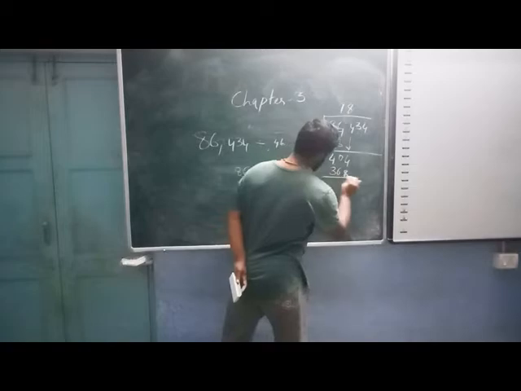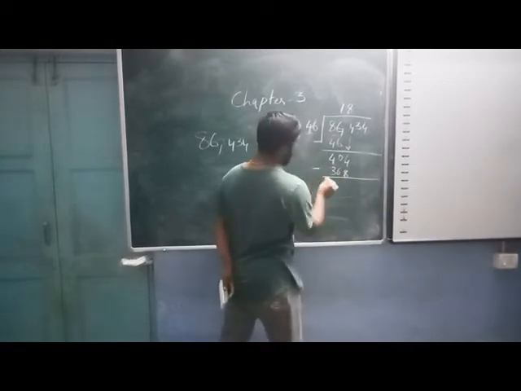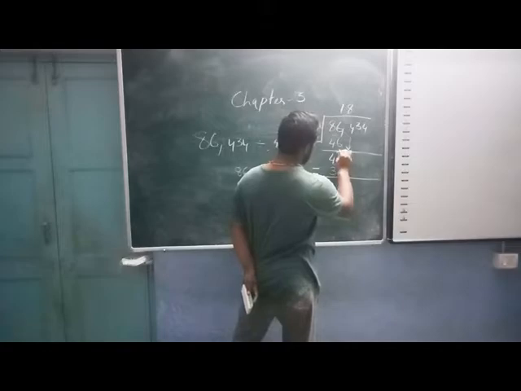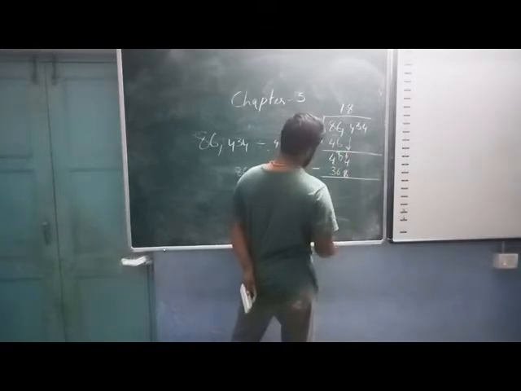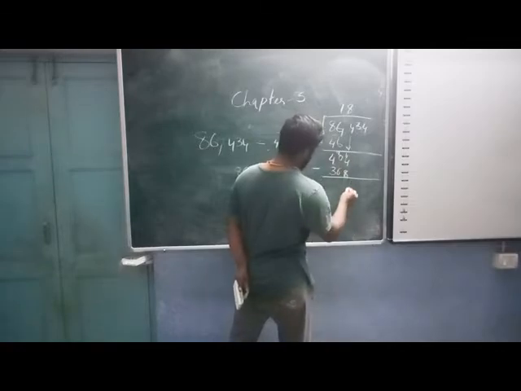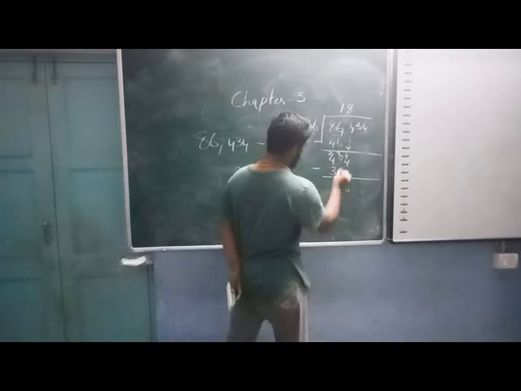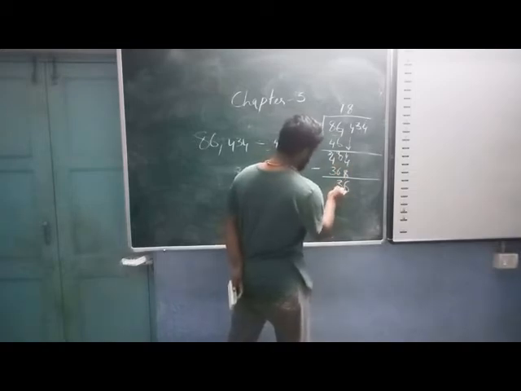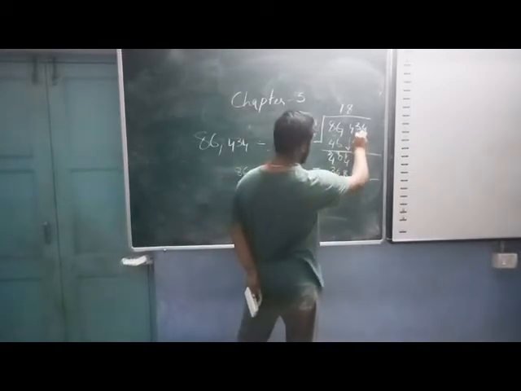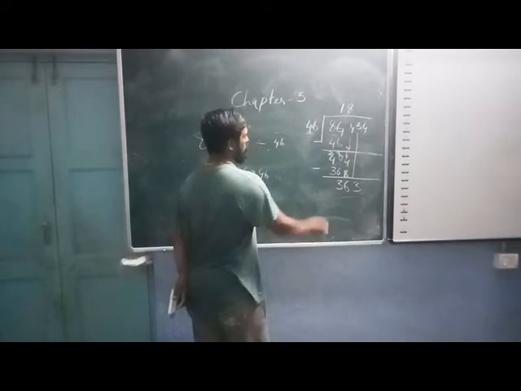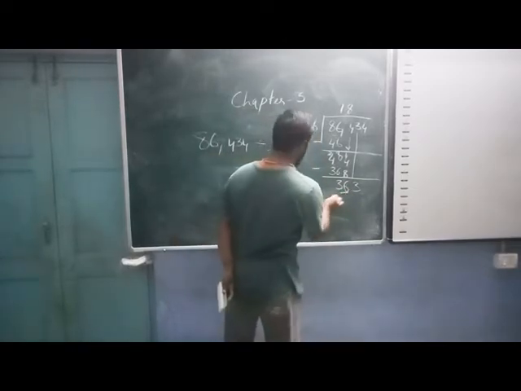So 368. Now subtract. We have to borrow 1. So it becomes 10, and again when you give 1 it becomes 9. So now this becomes 14. So 6, and it has become 3. This has become 9. So 36. Now bring this value down. So it becomes 363.